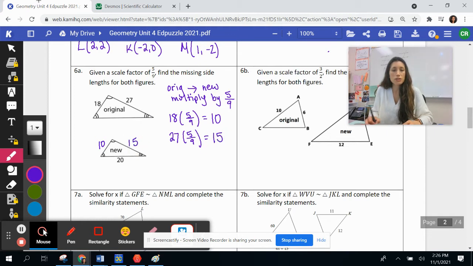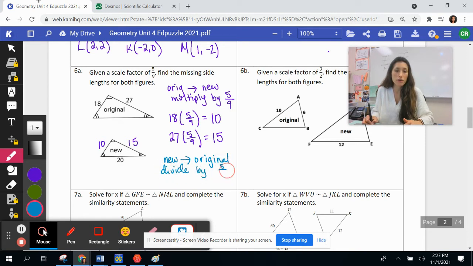Now, the opposite is true for the last one here. We have the new, and we're going backwards to the original. So if you have new and you're going to original, you want to divide by your scale factor, whatever your scale factor is. So we're going to divide by 5/9. So we're going to take 20. We're going to divide it by 5/9. Now this looks kind of weird in a calculator.